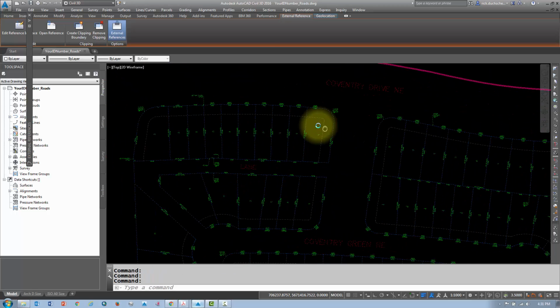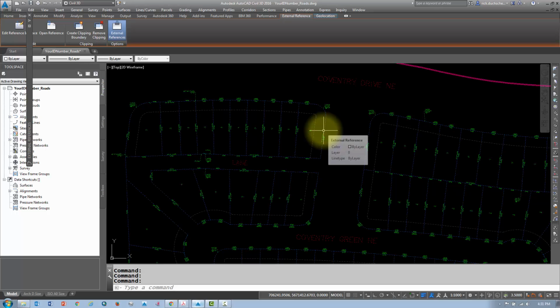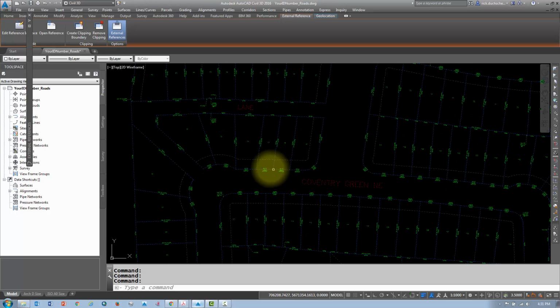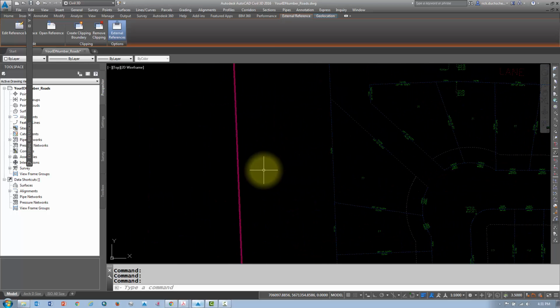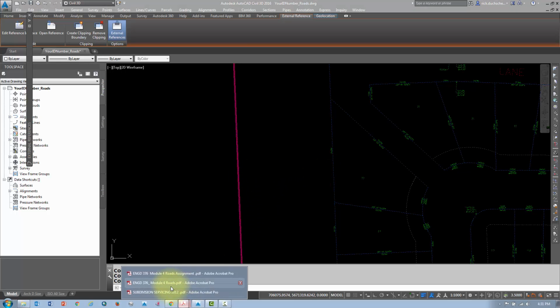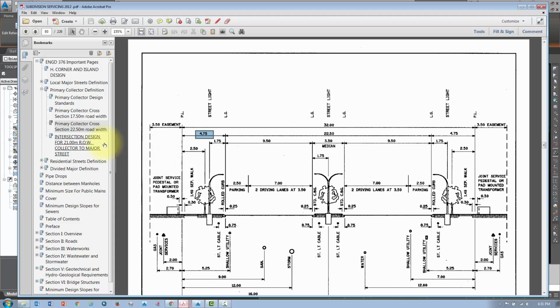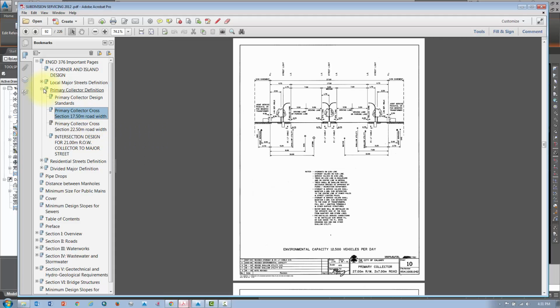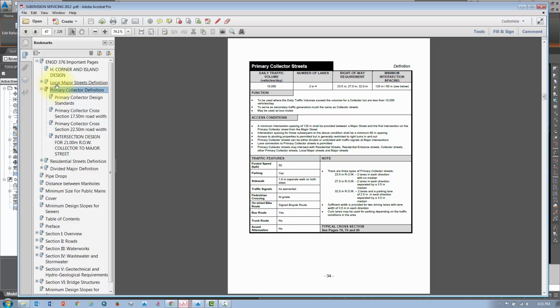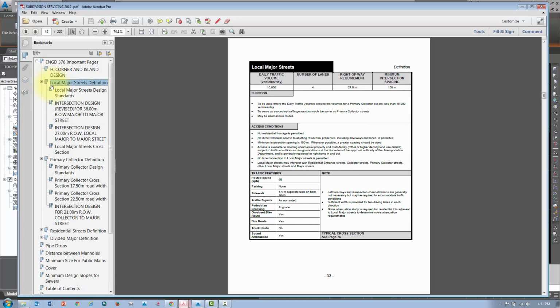Now you'll have to determine these offsets between these property lines, between these property lines, and between these property lines here, because they all may be different streets. So you'll have to do the same process. You'll have to measure between property line to property line, and then you'll have to look it up in the subdivision servicing guidelines and go through these different types of streets. It could be a primary collector, it could be a local major street definition, it could be a residential street, or it could be a divided major.